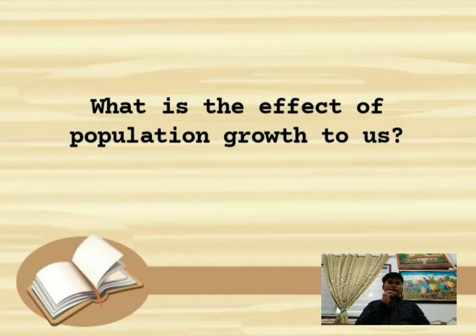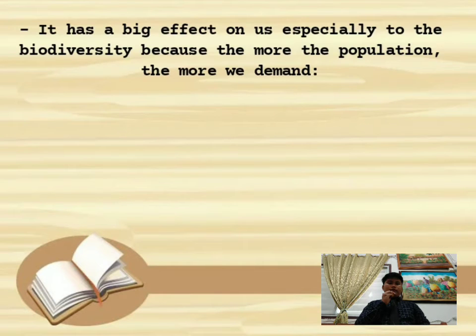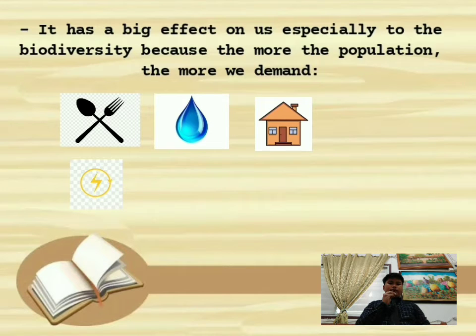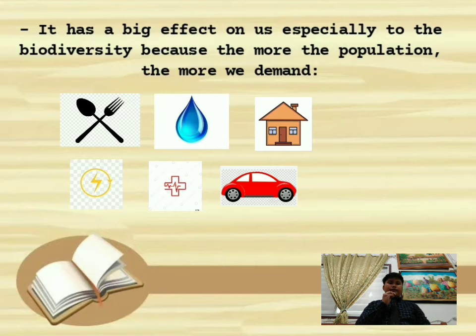Someone says, what is the effect of population growth on us? It has a big effect on us, especially on the biodiversity, because the more the population, the more we demand for food, water, housing, energy, healthcare, transportation, and many more. The rapid population growth can also affect increased poverty.